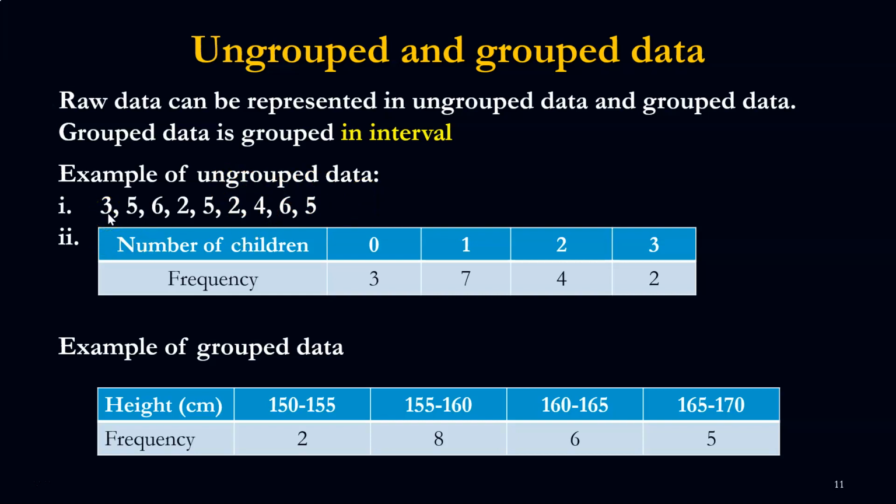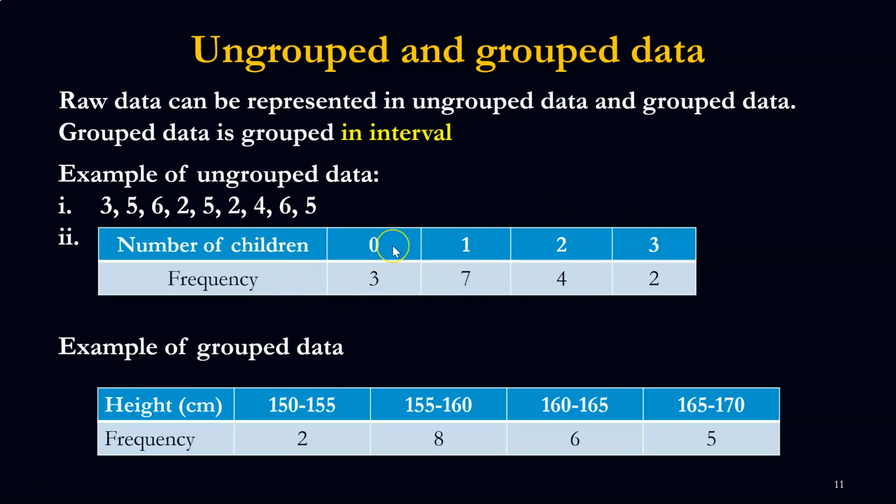For example, this one is example for ungroup data. So the way you write it down is like this, using comma, 3, 5, 6, 7, 2, 3, 5, 6, 2, 5, 2, 4, 6, 5. They are all using commas. This is raw data. Maksudnya data mentah lah. Okay, yang ni. And then the second way you can write it down is using table like this.